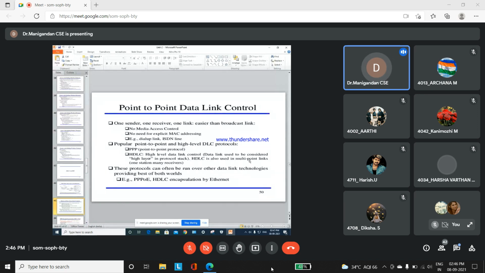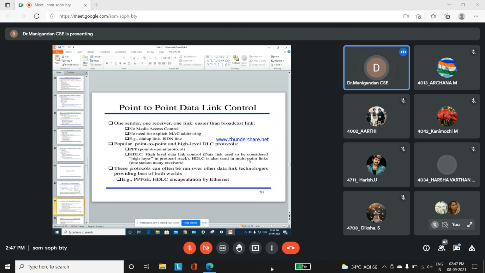The popular point to point protocol and high level DLC, the data link layer control protocol, is based on the higher level protocol stack. HDLC can also be used as multi-point. Multi-point means one to many or many to many, and in those cases we use HDLC, whereas point to point is a single connection. These protocols can often run over other data link layer technology, providing the best of both worlds.